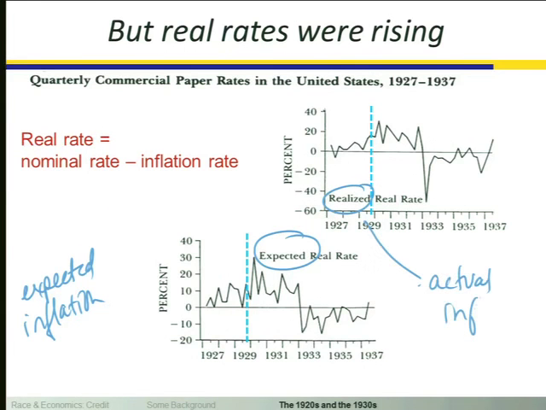We sometimes call this ex ante. The expected is the ex ante real rate, and the actual is the ex post real rate. I heard that phrase coming, right? Ex ante and ex post. And in both cases, from 29 to 33, here's the blue line, the vertical line showing you 1929, and so you get that the real rates are going up. So nominal rates in some quarters were going down, but at the same time, because prices were going down so fast, real rates were rising.